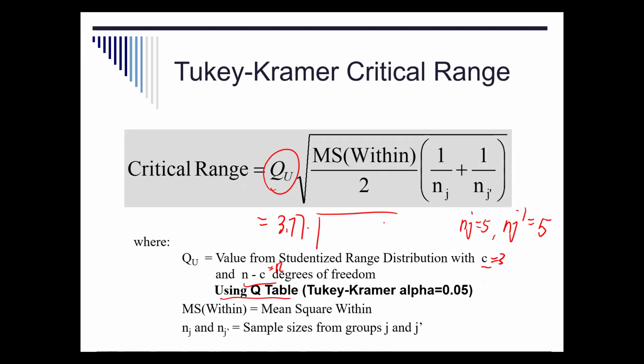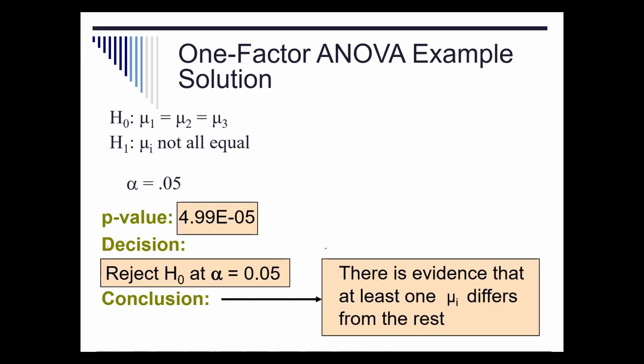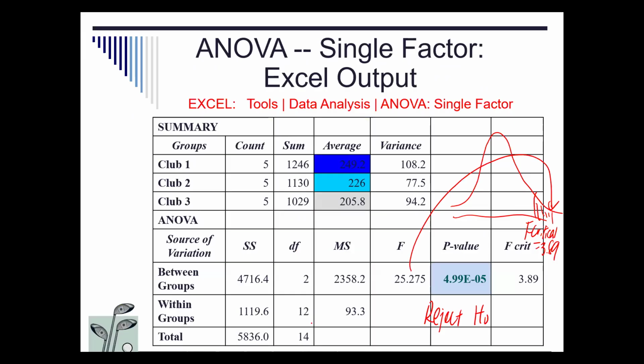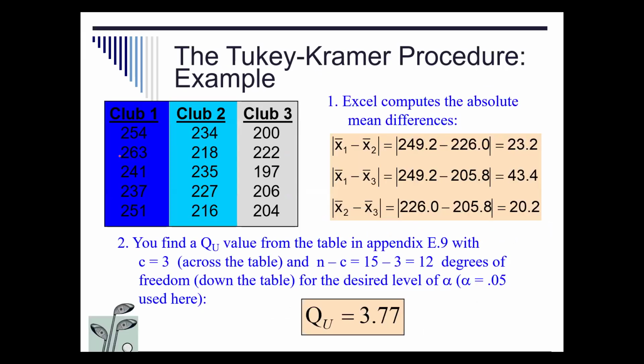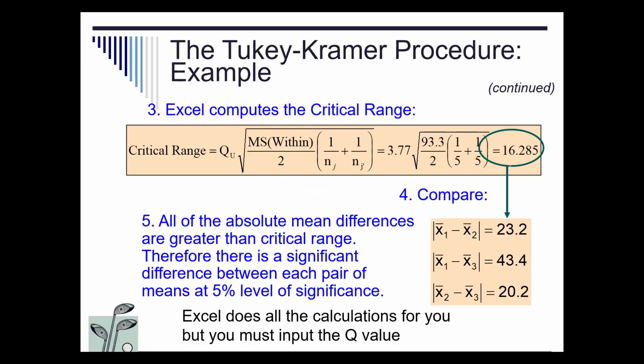So going back to the previous slide, this will be 3.77 times the square root of MSW, which is 93.3. Take that number, 93.3, over 2 times 1/5 plus 1/5. So that's going to be 2/5, right? And then simplify. So basically this is how you calculate the critical range. This turned out to be 16.285.